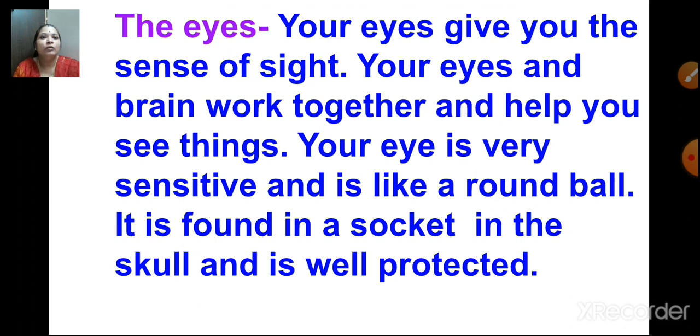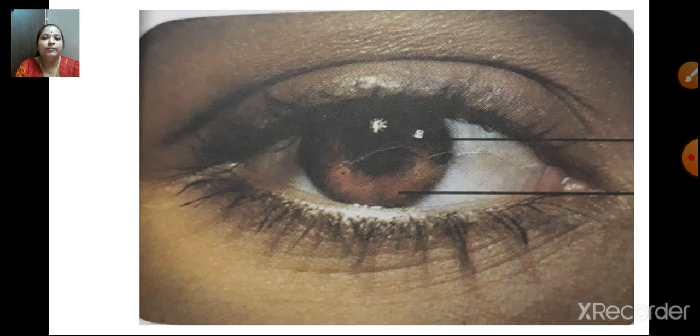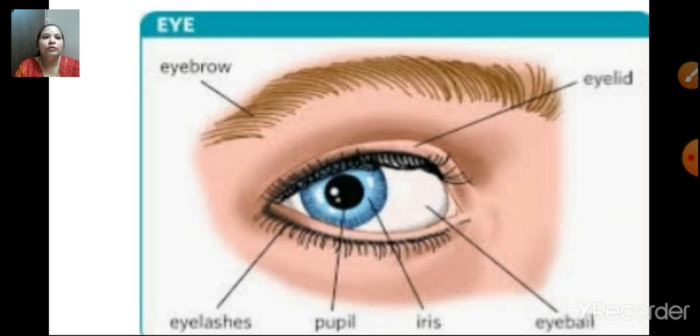Let us know more about the eyes. This is the picture of an eye. Now this is the external picture, children. This is how our eye looks from outside. All of you know that, right? Now these are the parts of the eye.